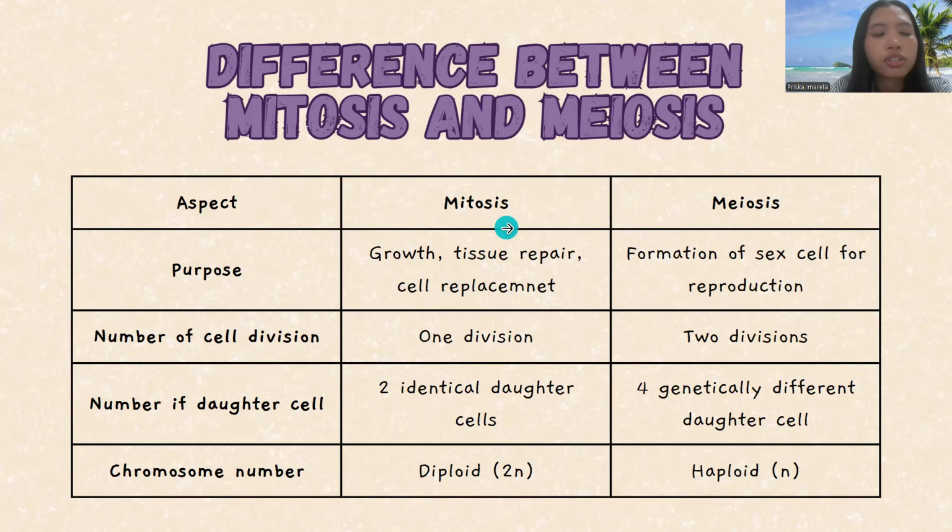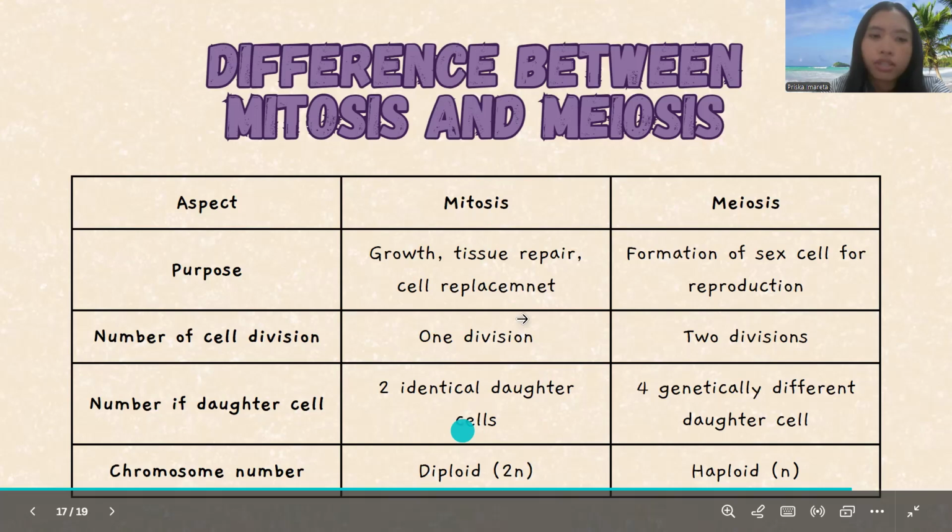Mitosis is a cell division that occurs in body cells, or somatic cells, and aims for growth, tissue repair, and replacing damaged or dead cells. In mitosis, only one division occurs, resulting in two daughter cells that are genetically identical to their parent cell. Both daughter cells have the same number of chromosomes, which is diploid, or 2n.